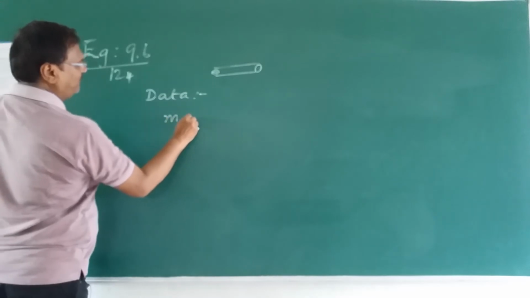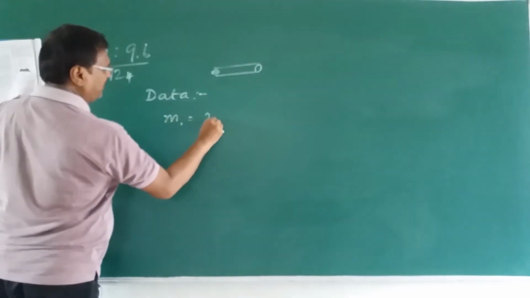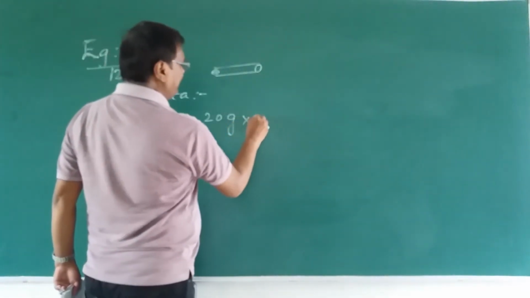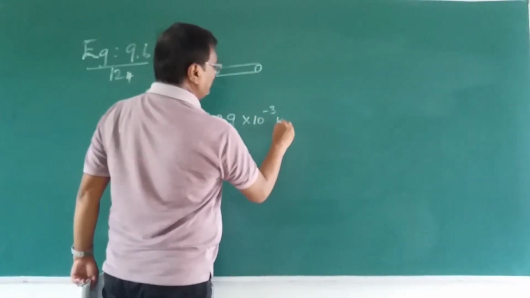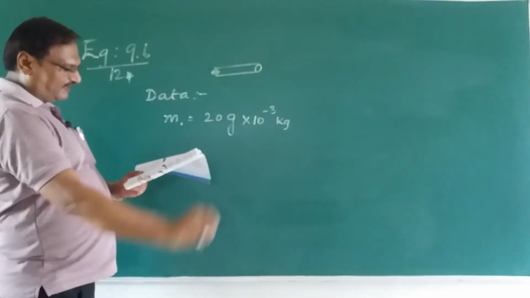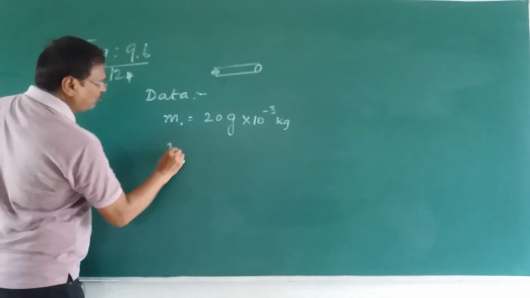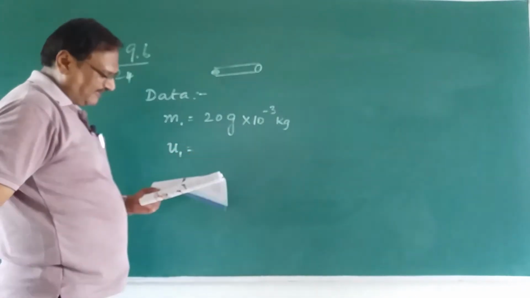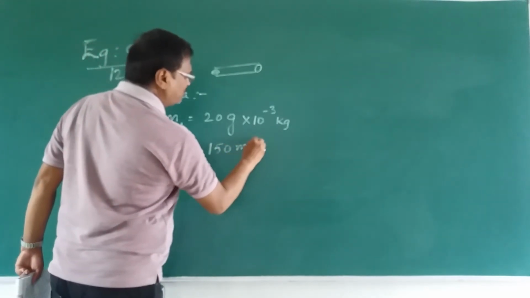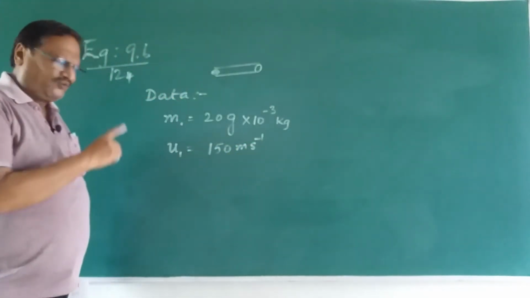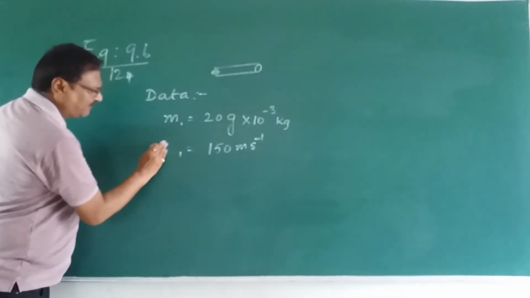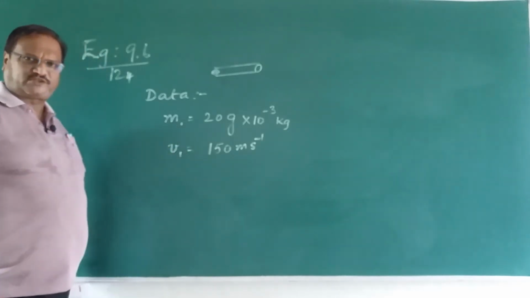Mass of the bullet, m1 is equal to 20 gram. In SI unit, 20 multiplied by 10 power minus 3 kilogram. It is horizontally fired with a velocity of 150 meter per second. This is not u1 actually. This is really v1 because it is moving with this velocity.